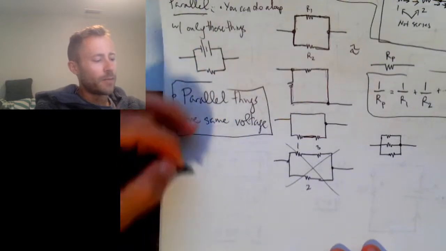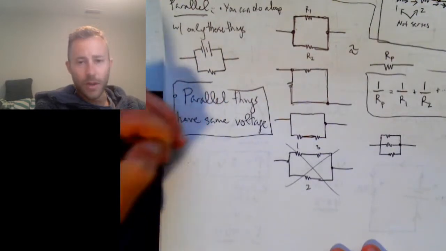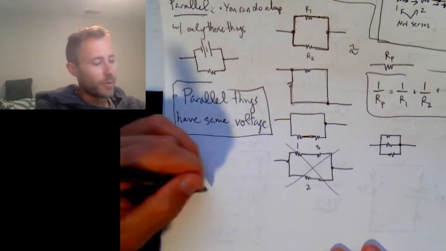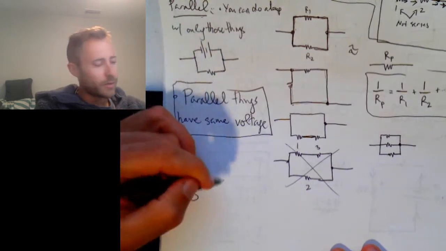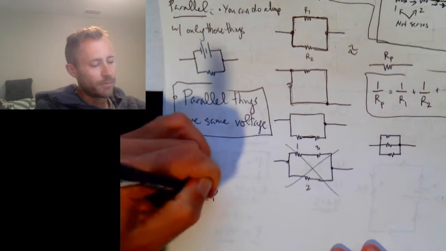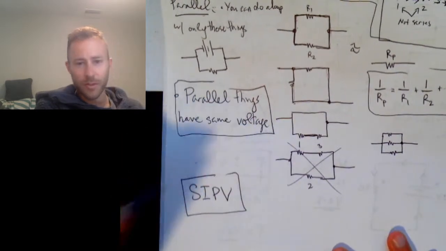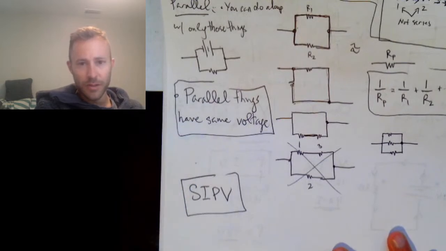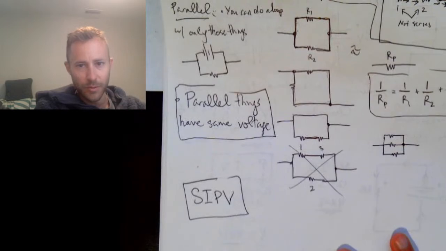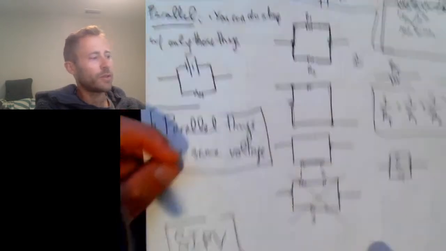Okay, and so I came up with a mnemonic to help you remember it. It's a really bad mnemonic. It's called SIPOV. Series things have the same current, which is represented by I. Parallel things have the same voltage. So you always want to remember SIPOV when you're analyzing circuits. All right, this is going to be a 2-pager, folks.